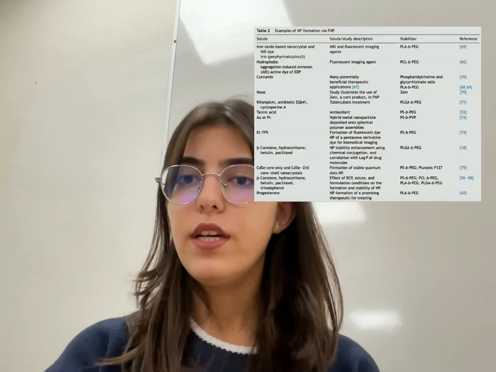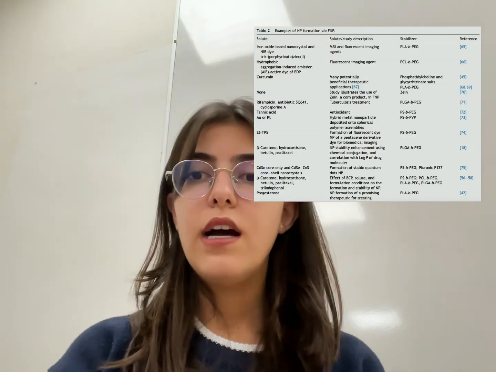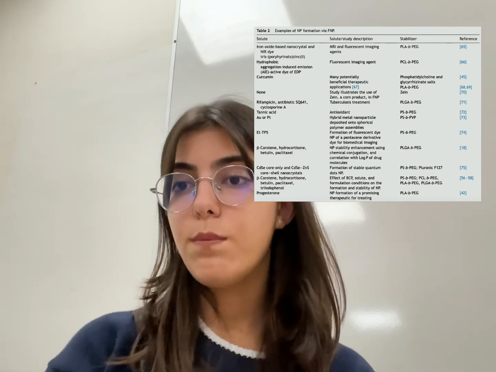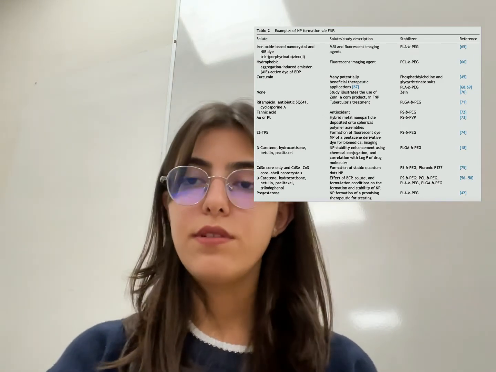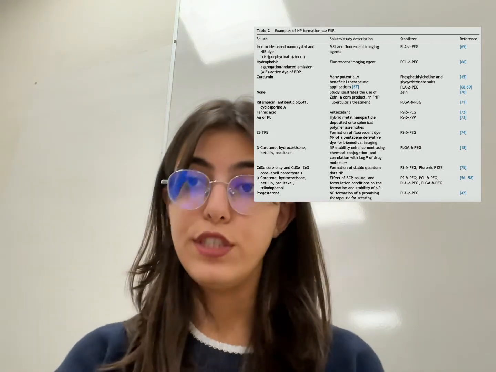A prominent material used as a stabilizing polymer is one that includes PEG, or polyethylene glycol. For example, we have PCL-PEG, PLGA-PEG, or PLA-PEG. And that's because PEG is biocompatible and can evade the immune system, and thus its rate of elimination from the body is reduced. PEG is widely used in biomedical engineering.